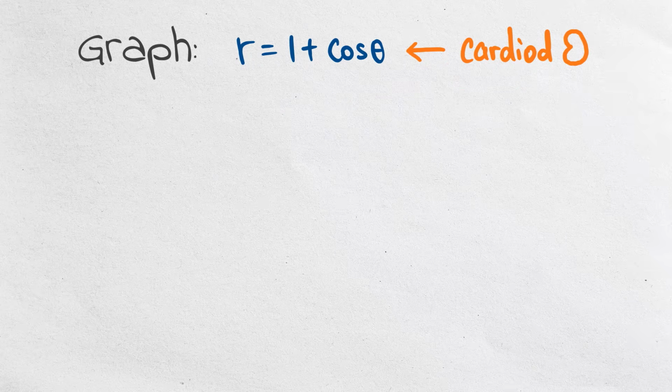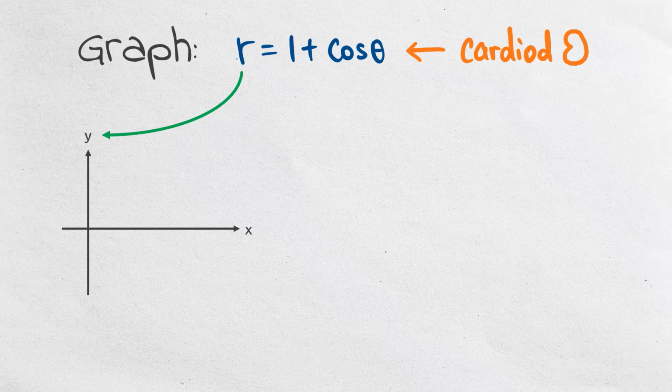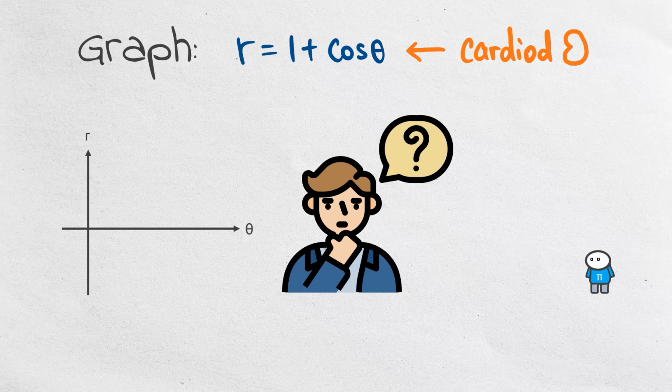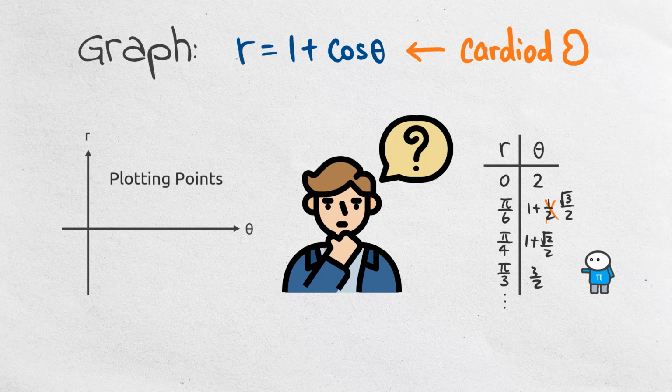Given a polar equation, r equals 1 plus cosine theta, which is a cardioid, we can graph it by first plotting the equation in the xy plane with r being y and theta being x. Why do we want to do this? Because we can come up with a graph more easily without having to make a table with a long list of values and tedious plotting.